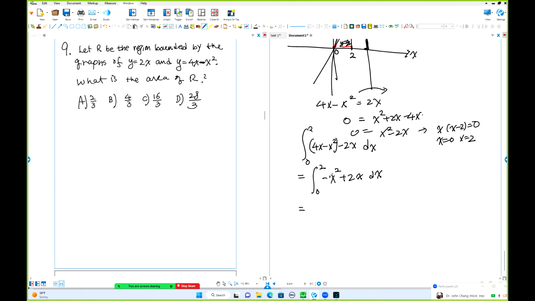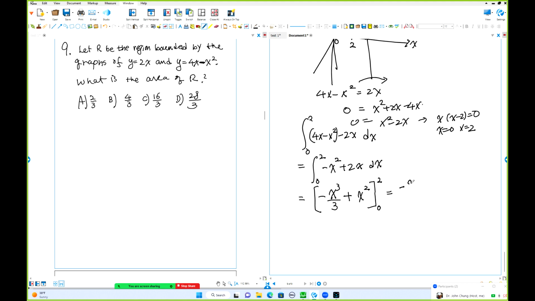What is the antiderivative of the first one? Negative x squared: the power plus 1 is x cubed divided by 3, so negative x cubed over 3, isn't it? The second one: plus 1 is x squared divided by 2, which cancels out, so it's going to be x squared. That is the antiderivative. We take the integral from 0 to 2. That's the area of this shaded region. Okay, put this number 2 in for x.